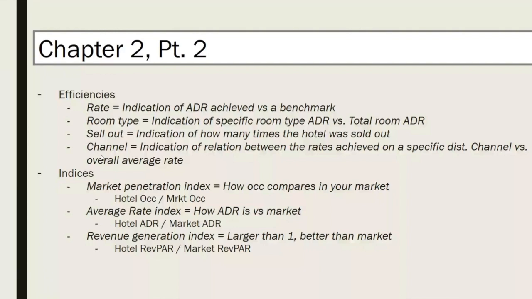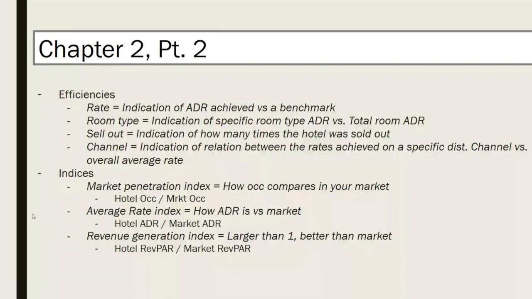Finally, we have the channel efficiency, which looks at the relation between the rates achieved from one distribution channel versus the overall average rate. This can be measured by looking at one distribution channel versus the overall distribution rates, so an aggregate, or against a broader spectrum. Again, you can look at the whole thing, or channel to channel, to see how efficient your achieved rates are.